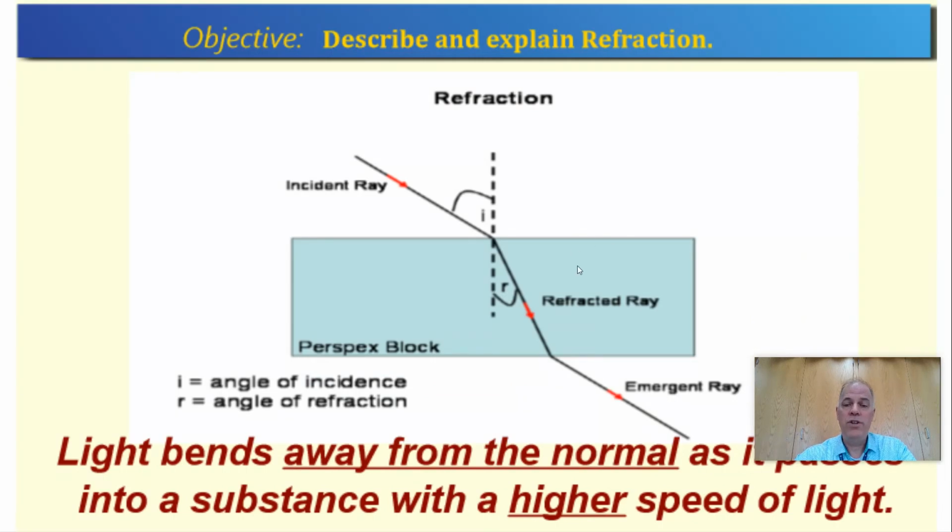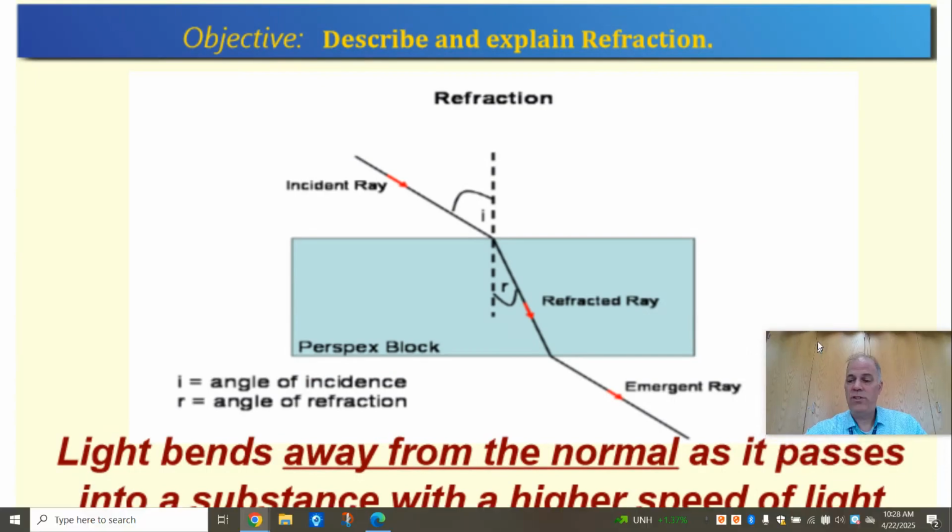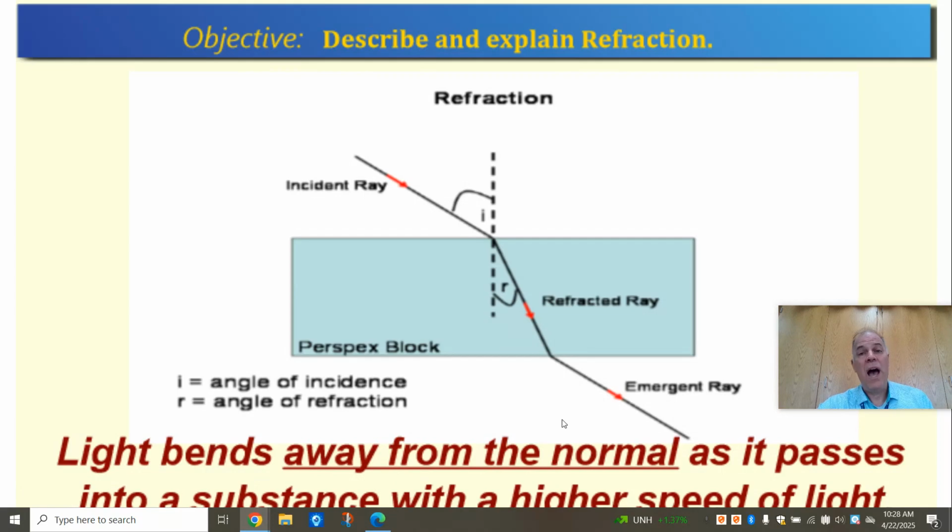Now, when it emerges from the block again, it bends away from the normal as it passes into a substance with a higher speed of light. So when it goes from the slow plastic back into the fast air, it bends away from the normal. And you'll notice that the path of the light ray coming in is parallel to the path of the light ray coming out. And that will always be the case if the sides of the plastic block or the glass block are parallel to each other. That the incident ray will be parallel to the emergent ray.